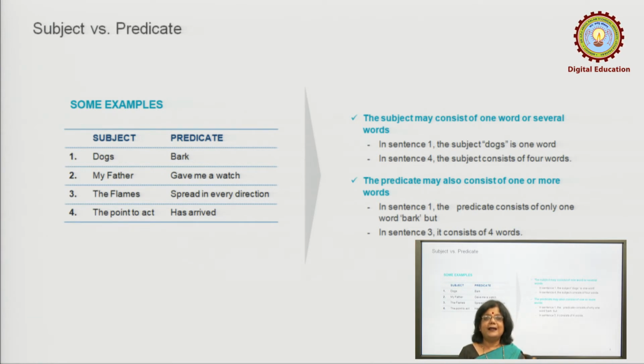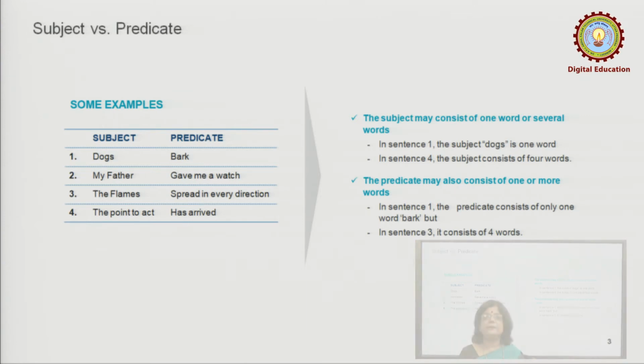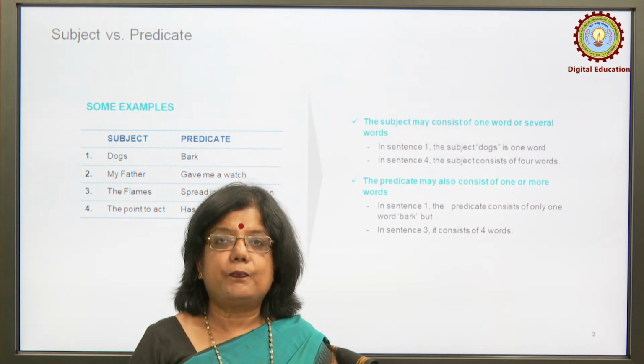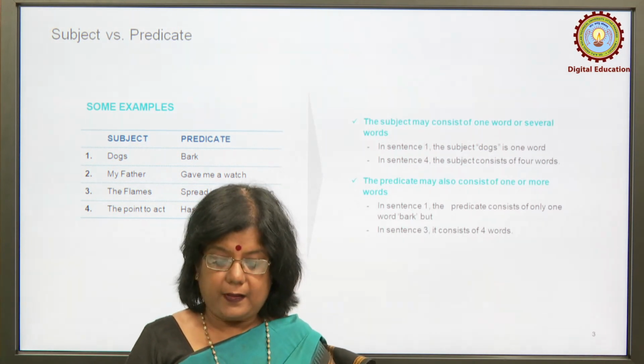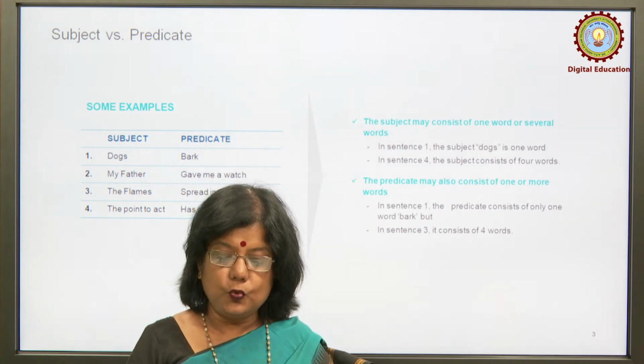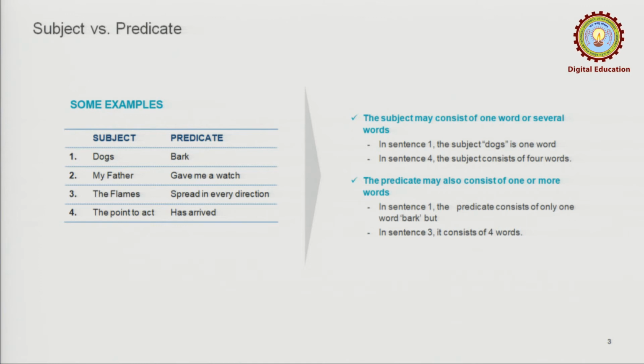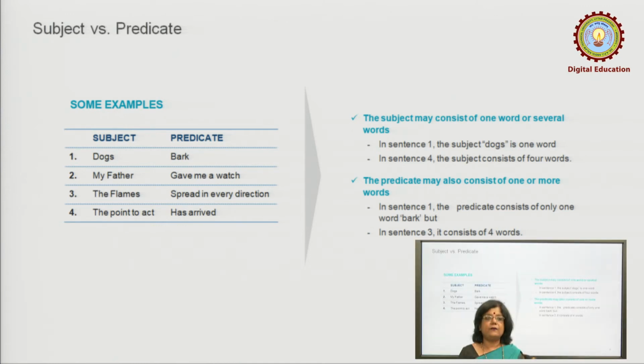Third, the flames spread in every direction. God forbid, the flames spread in every direction. Flames we are talking about, so it will be subject. And the happening is spreading in every direction, it will be under the category of predicate. Fourth and the last, the point to act has arrived. The point to act will be under the category of subject, and has arrived will be under the category of predicate.